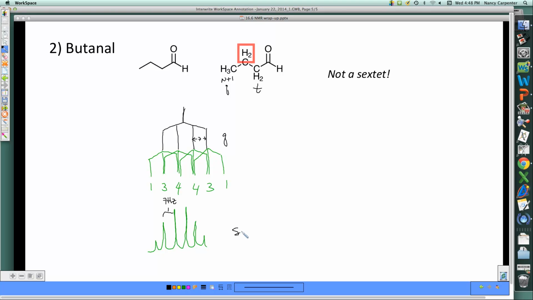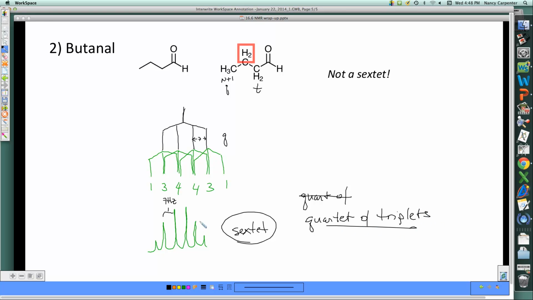So it looks like a sextet, and it won't come as a surprise to you to see that it's often reported as a sextet, and that's okay, but it's really a quartet of triplets. That's the real description of the splitting. So this is not a violation of the n+1 rule. It is an application of the n+1 rule that sometimes they overlap and you get nice n+1 patterns. They're just not quite obvious as to what they're going to be.